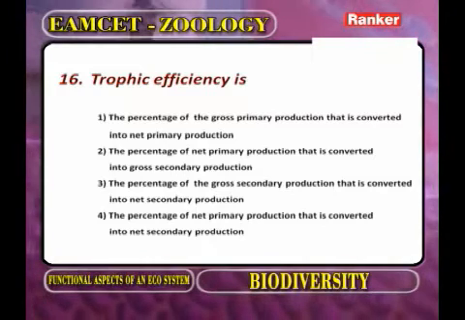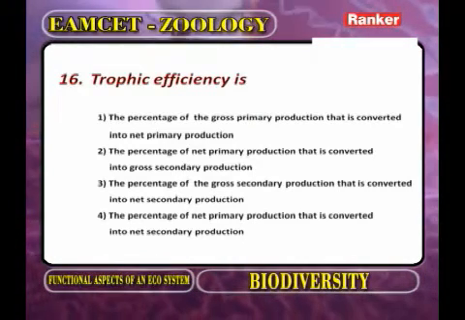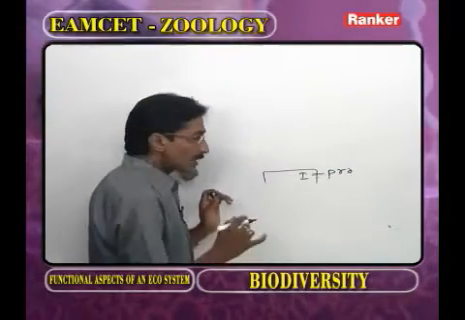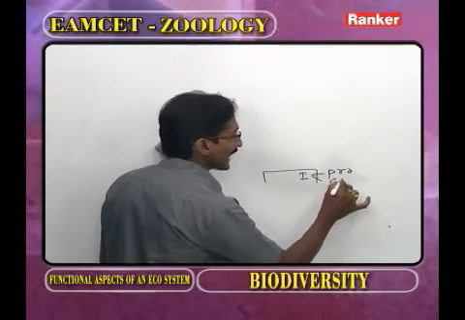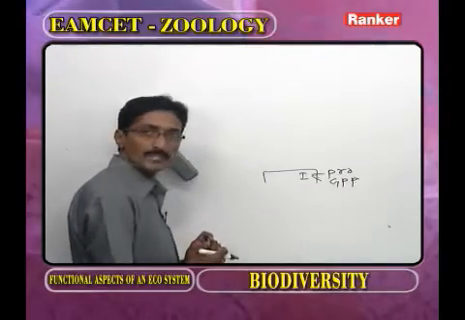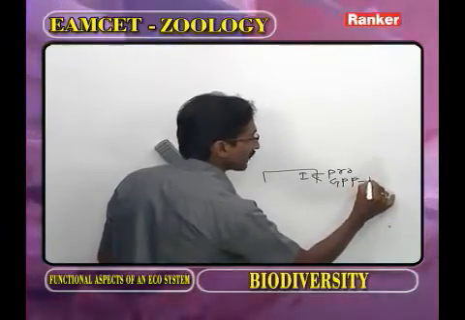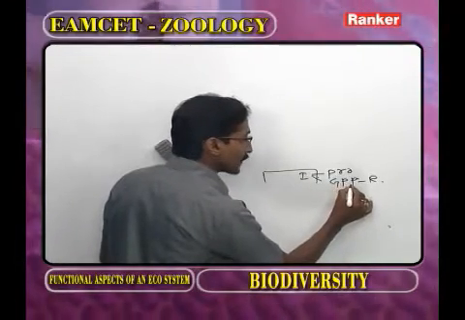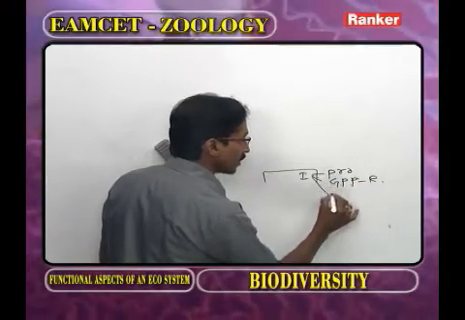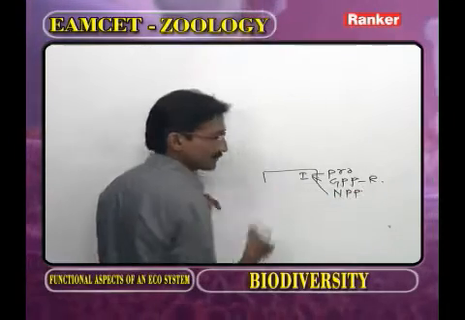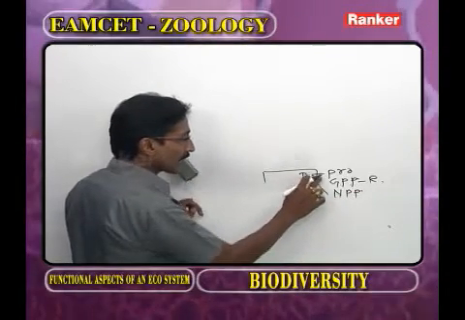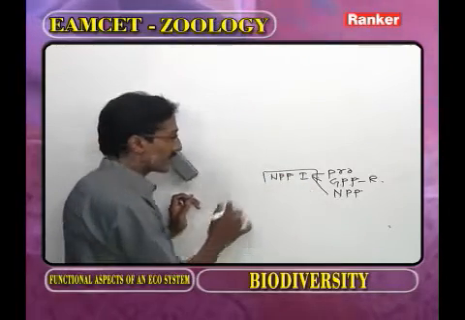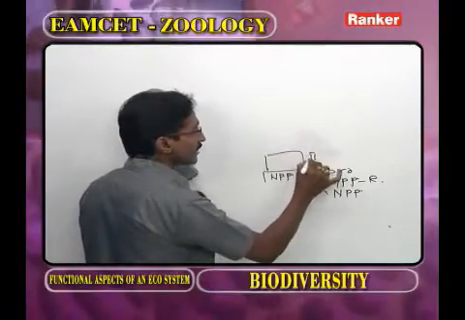As we observe, the first trophic level is occupied by the producers. The producers prepare the gross primary productivity, GPP. In the GPP, some productivity is utilized for respiration. So from the GPP, the R is removed, and we get the NPP. Now in the first trophic level, in the producers' body, what type of productivity is present? Net primary productivity. Now this is the second trophic level.